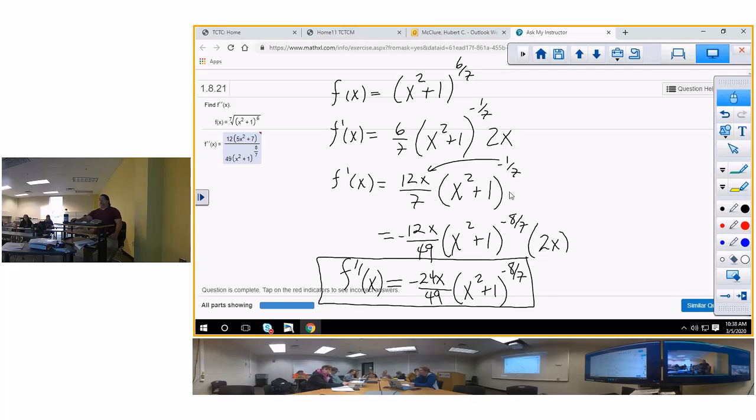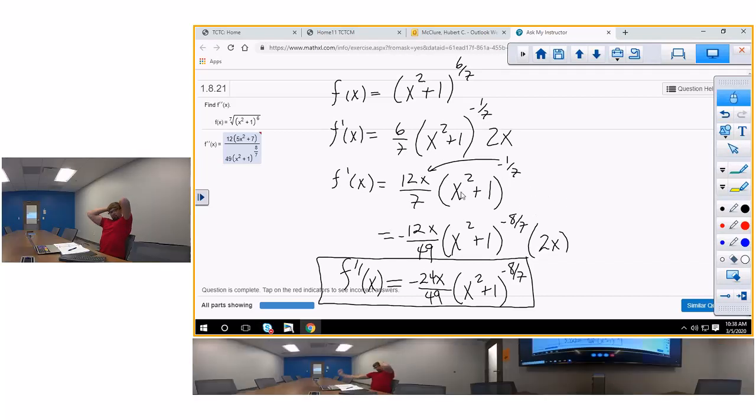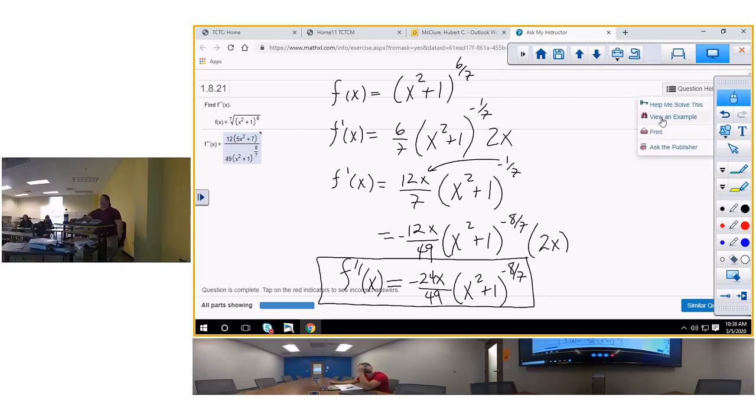Okay, let's keep going. Negative 1/7 times 12. That should be negative 12x over 49. Okay, they got 12 over 49. But I don't know where the x went. Where did the x go? Yeah, let's see what they did. I bet you $1 they don't have 5x plus 7. Let's see what they did.